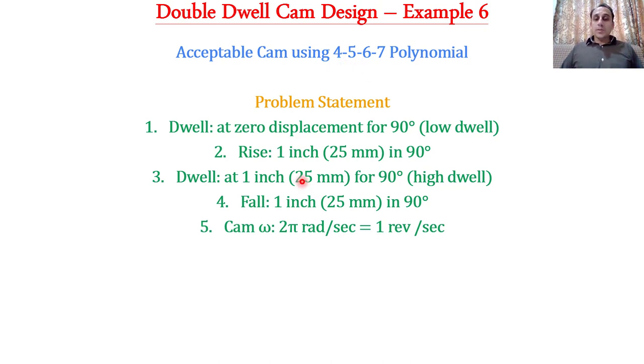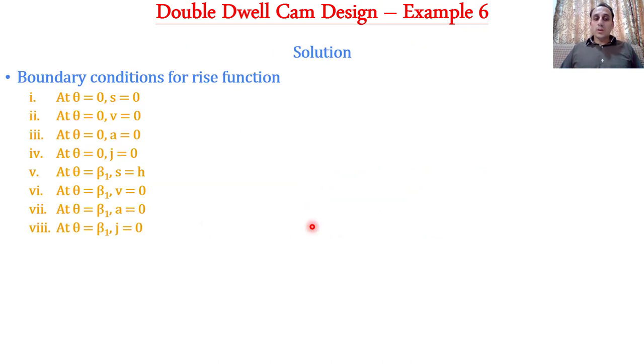Okay, so the problem is the same, but now what we will do? We will add two more boundary conditions, which are that at the start of the rise function, jerk will also be 0, and at the end of the rise function, jerk will also be 0. So now we have 8 boundary conditions for the rise function. It means we can now find 8 unknown coefficients, which means we can now use a polynomial with 8 terms, that is, a polynomial of degree 7 as the displacement function.